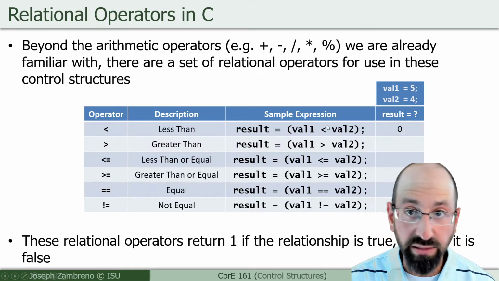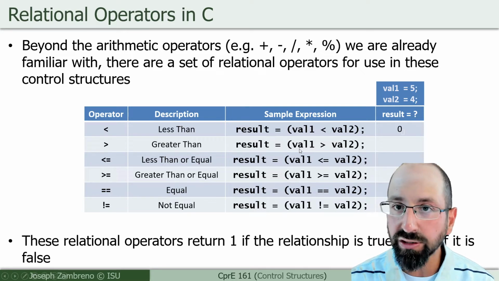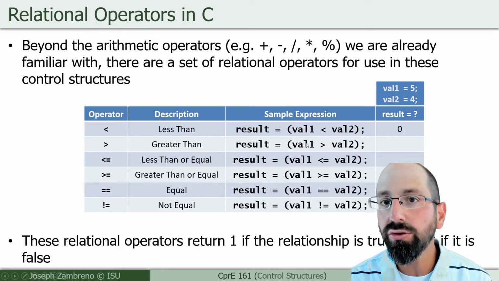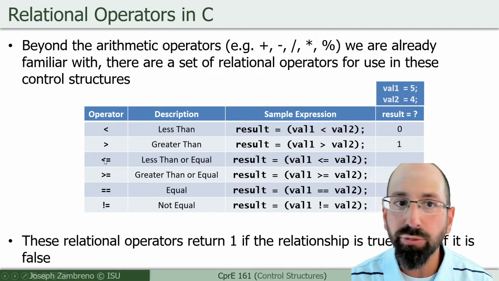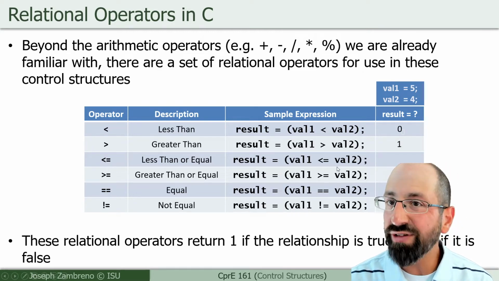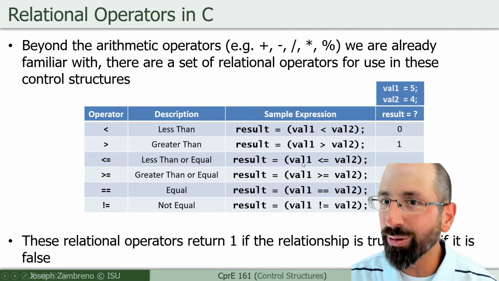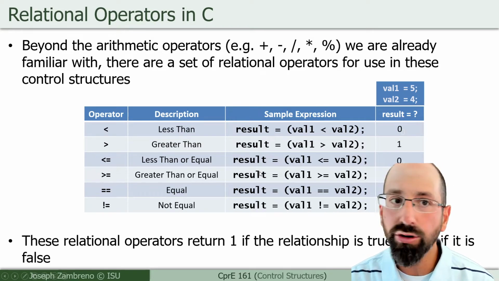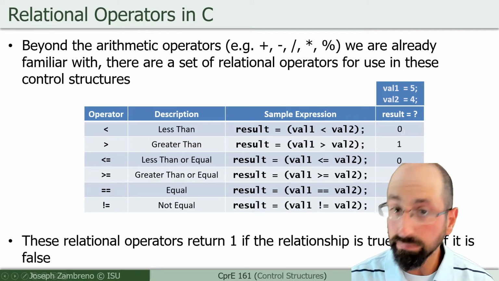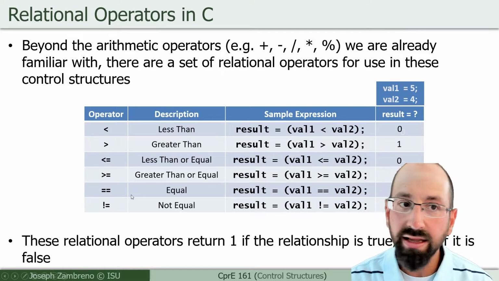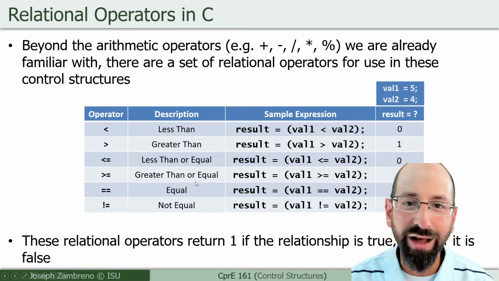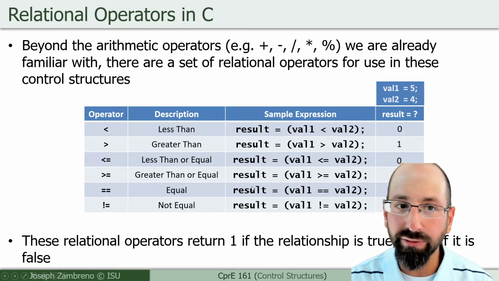We have the greater than symbol, so we can imagine what happens here. For this relational operator, val1 is greater than val2. We would store 1 as result. There are also slightly more compound operators, less than or equal. Val1 is neither less than nor equal, so that should be 0. Greater than or equal, well, it's greater than, so that is greater than or equal. That would be a value of 1. They're not equal. There's the equal operator in C, so we get a value of 0 there.